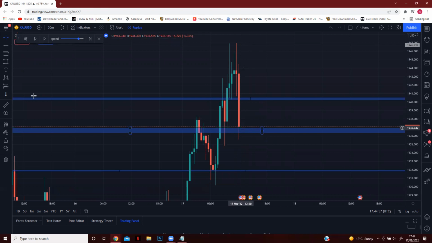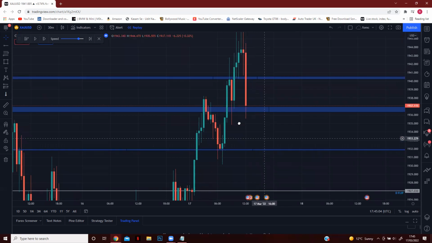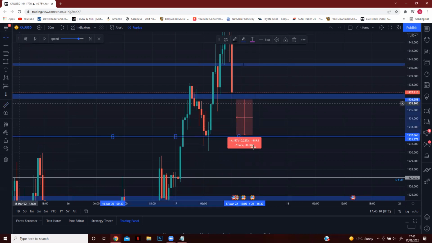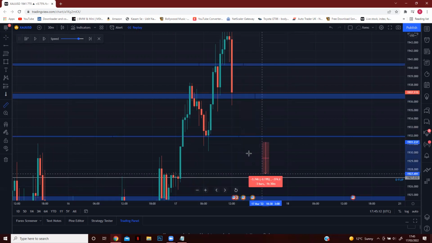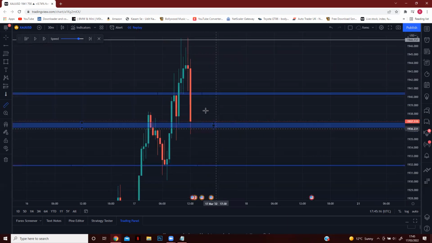So we have two things that could happen. We could see price continuing down, closing down here, which would be a good indication for me to take a sell. So if we did get a bearish close all the way down to here, I would sell below here and down to here. Or we could see a bullish closure here.